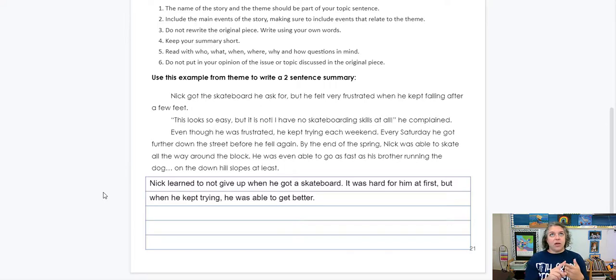So I'm naming character, I'm naming important events, and it doesn't really have an important setting in here, so I didn't include it. Did it really matter where he was skateboarding? Not necessarily, because the main focus was got something, it was hard, didn't give up, then was successful. And in 2 sentences, I'm able to bring all of that together. And that's what a summary should be, in your own words, keeping it short, but giving enough detail that someone else can understand, oh, that's what that was about.